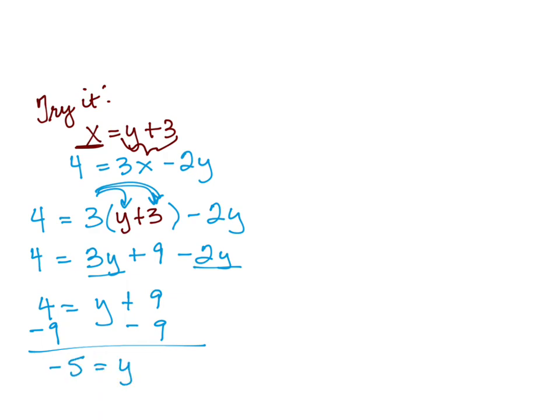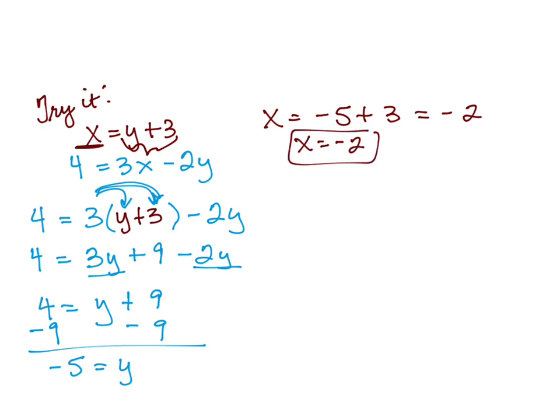So what does that mean for x? X is y plus 3. So x must be negative 5 plus 3. X is negative 2. So what's my solution? Negative 2 comma negative 5. Good.